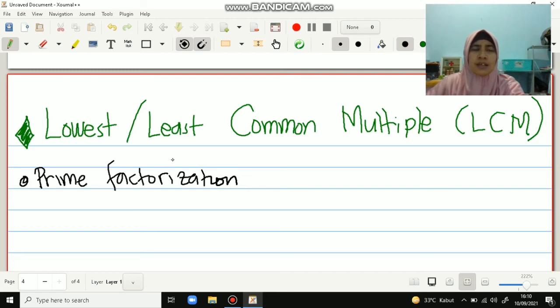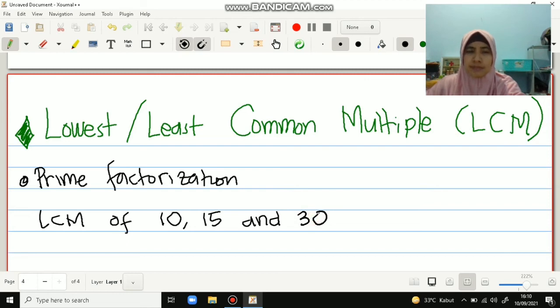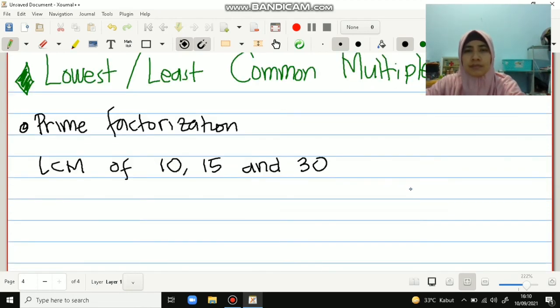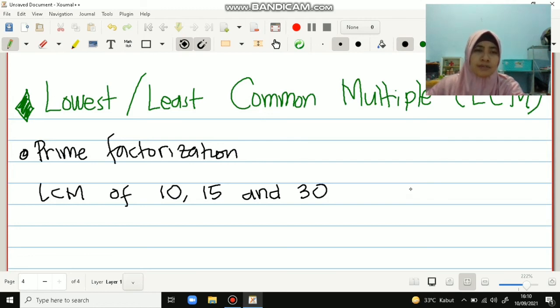Okay, let's say we want to find the LCM of 10, 15, and 30. Okay, first list the prime factorization. What is the prime factorization for 10? 10 can only have 2 times 5. Okay, and then 15 is 3.